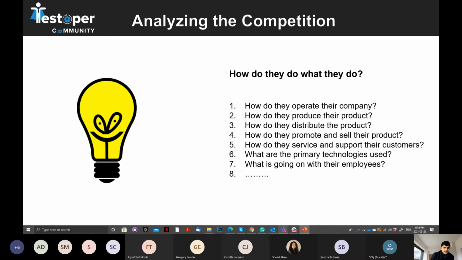What are the primary technologies they are using? Very old Java or the latest technologies like React.js? In bigger companies, what is going on in the mindset of the employees? Are the employees happy or not happy? Because all these things are going to help. See, you don't understand. The point is, if a company has unhappy employees, the product output that you are going to get is not going to be a quality one. It's never going to be a quality one.